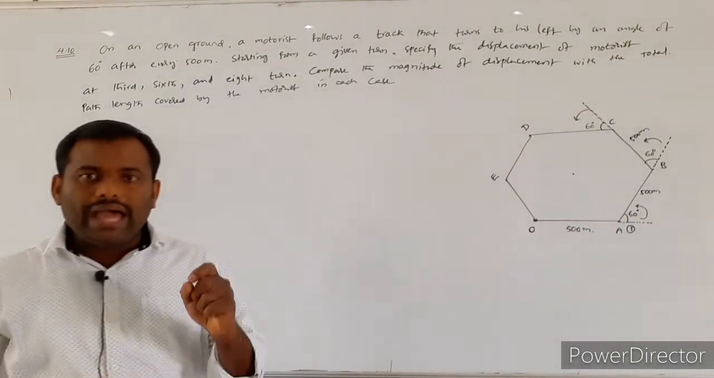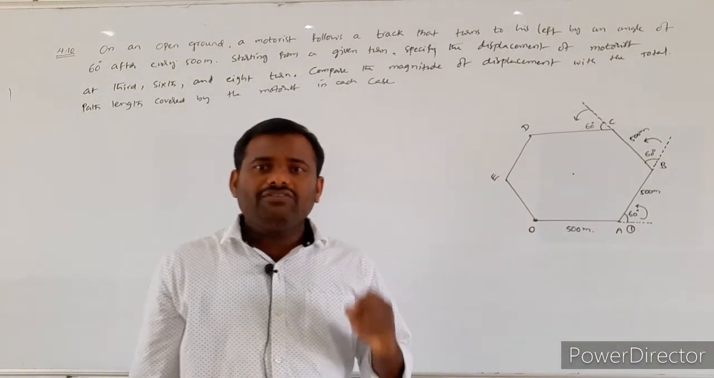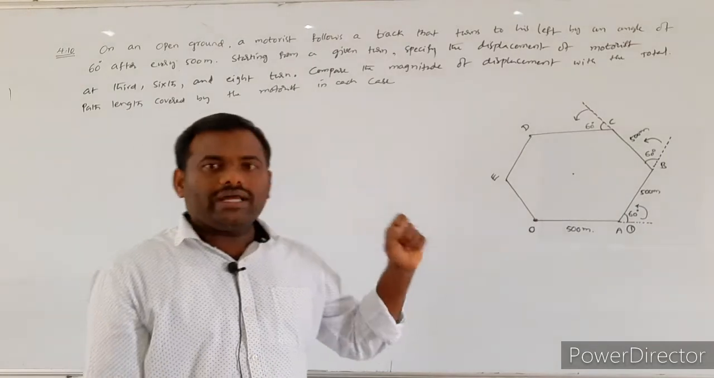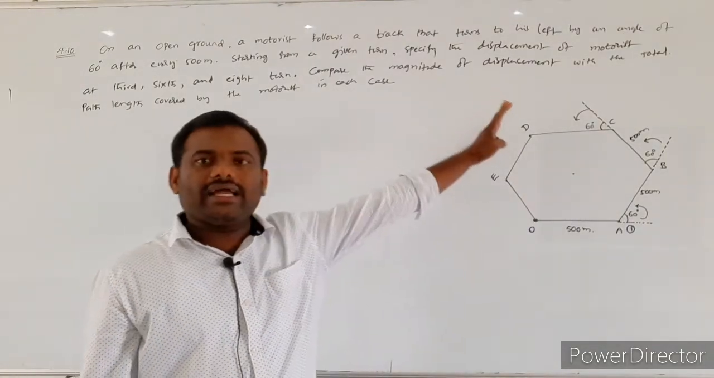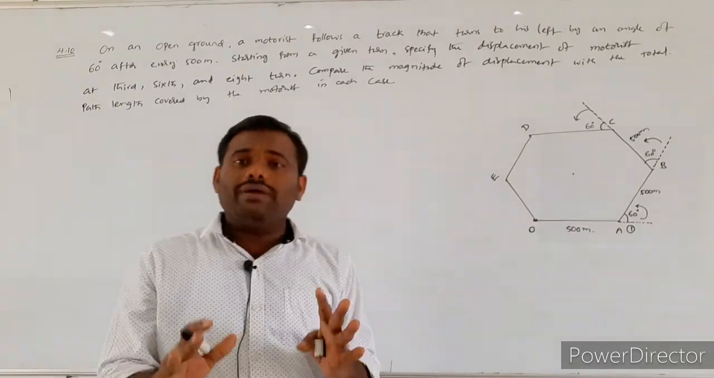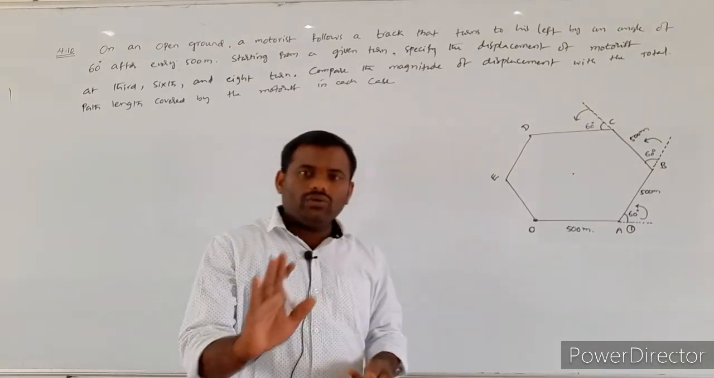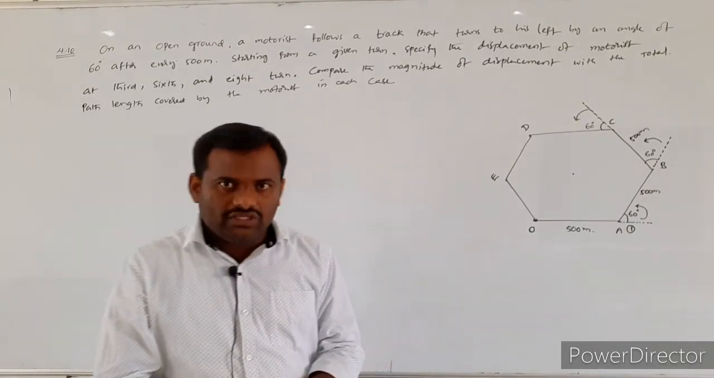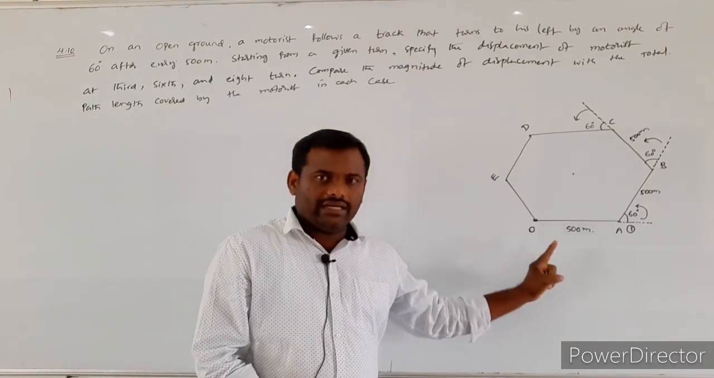So the actual path followed by the given motorist is nothing but a hexagon path. First we have to imagine a rough diagram, then only will we be able to solve the given numerical. This is very important, imagining the rough diagram in physics.